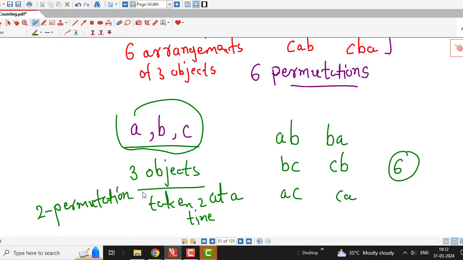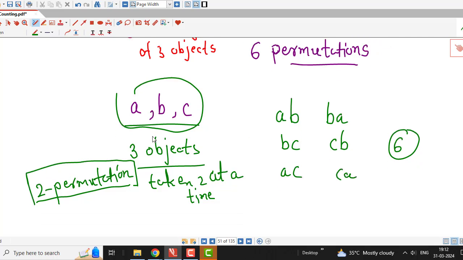Remember these different words. Two permutation means arrangement of two objects out of three objects, or we can use the words permutation of three objects taken two at a time. In other words, it is also known as two permutation. So two permutation means we are arranging two objects out of three objects, and here we find that there are six different arrangements of two objects taken at a time, and here order is important.